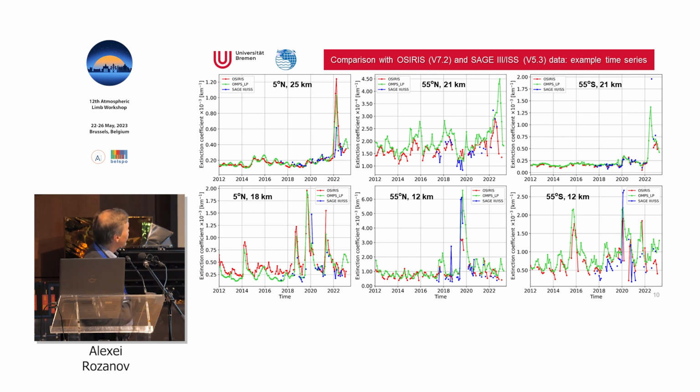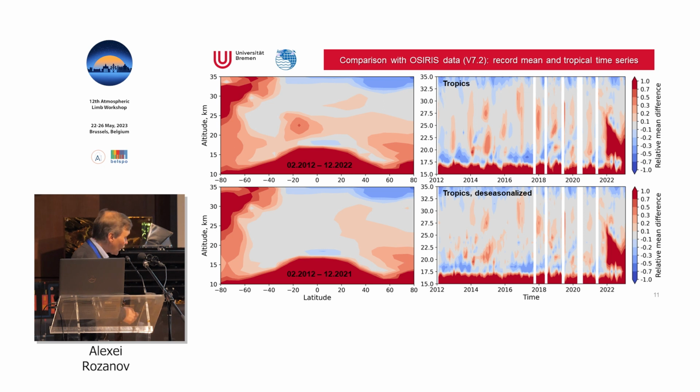Again, this is OSIRIS in red, OMPS-LP in green, and SAGE in blue. Generally we have a nice agreement between all the records in the background aerosol period, here and here and here. But if you go to the Hunga Tonga peak, you see the different satellites show completely different behavior. OSIRIS is the largest, OMPS is a bit smaller, and SAGE is very small. So it's still an issue we would like to look at.